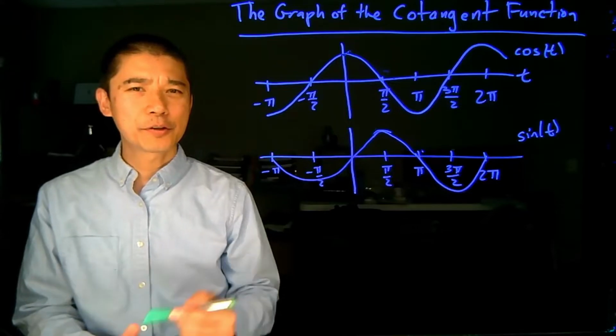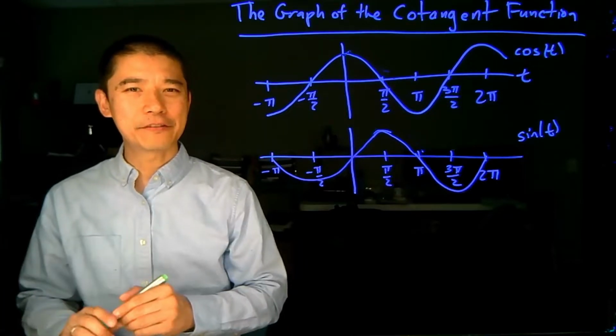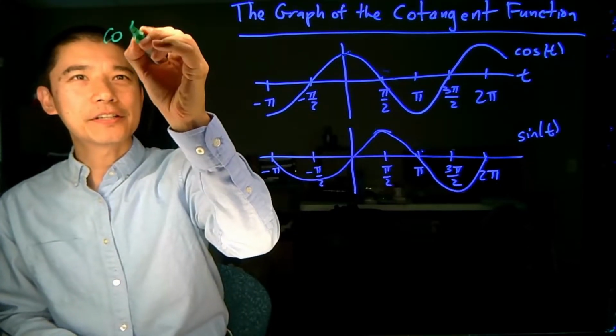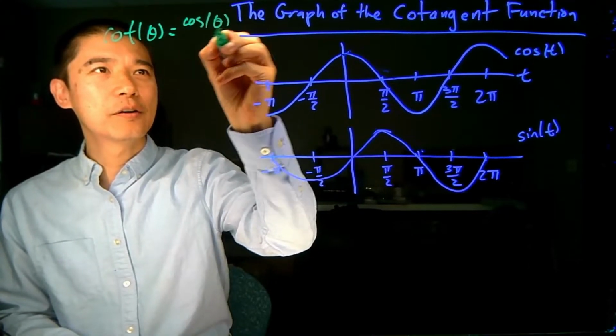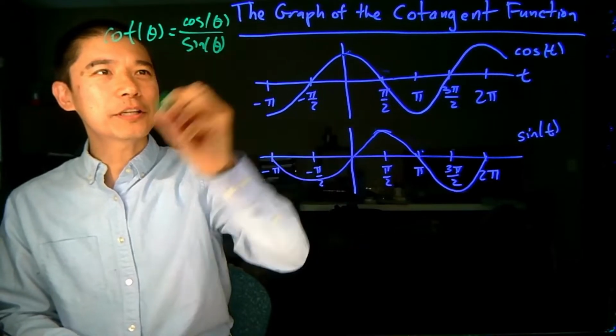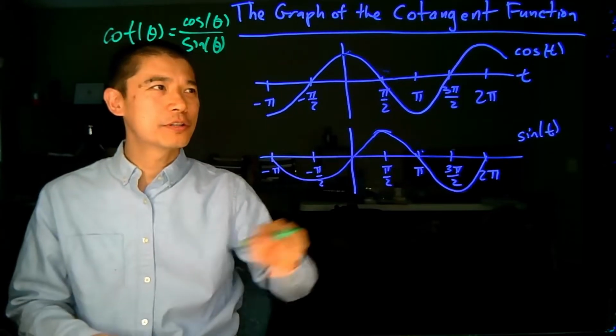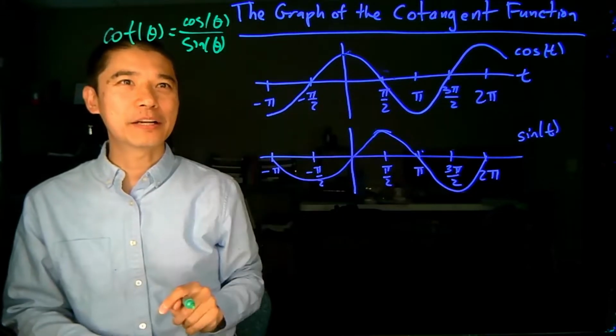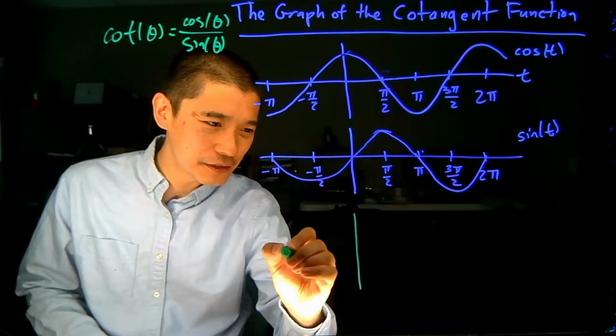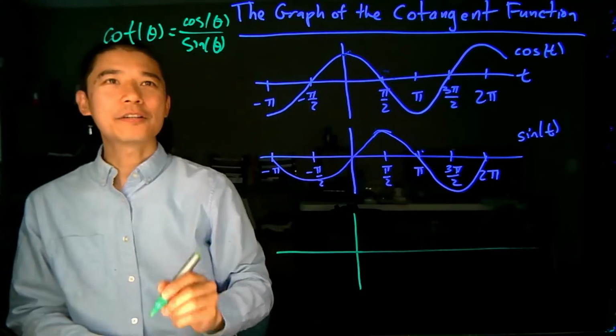The analysis of the cotangent function is very similar to that of the tangent function. Cotangent of theta is going to be cosine theta over sine theta. And so we'll look at the same graphs, but now we're going to swap the roles. I switched the order of these two, so now cosine is up and sine is on bottom to match the function.